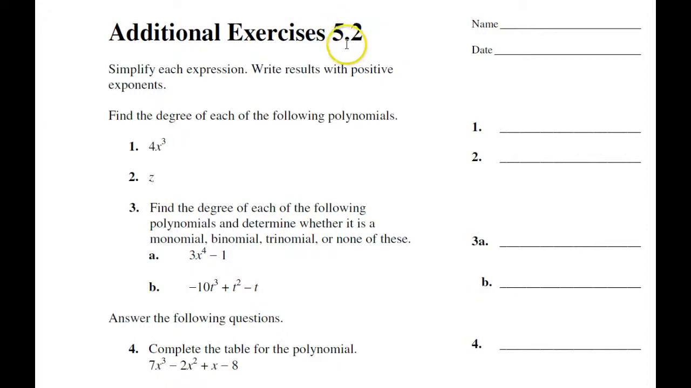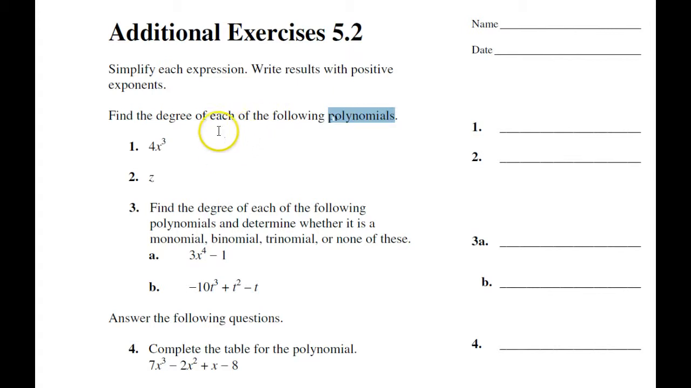Well, 5-1 was pretty short, so we'll do another, 5-2. Here we are to simplify each expression, write results with positive exponents. Okay, we'll keep that in mind. All right, but first we're going to find the degree of the following polynomials.